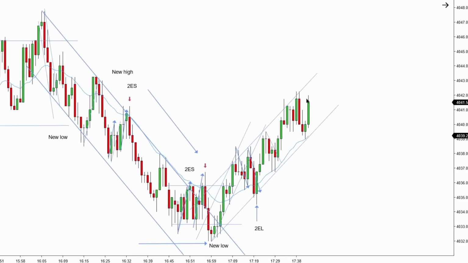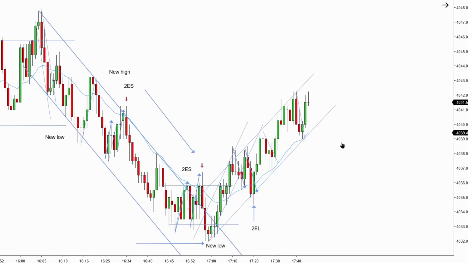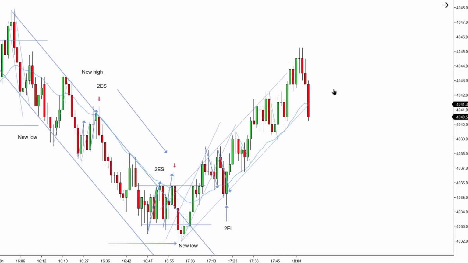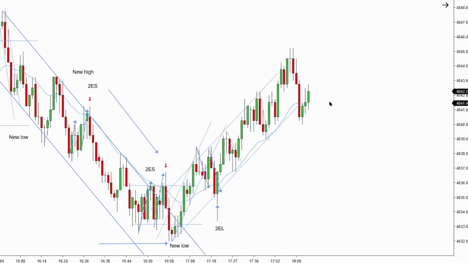Okay, we have a first entry long. Can we get a second entry long? And we cannot. By the time we get a second entry long, it's far from EMA. I can't go long here, too far up. Okay, we have a break. We expect prices to create a new extreme. So what we are expecting: a second entry long.